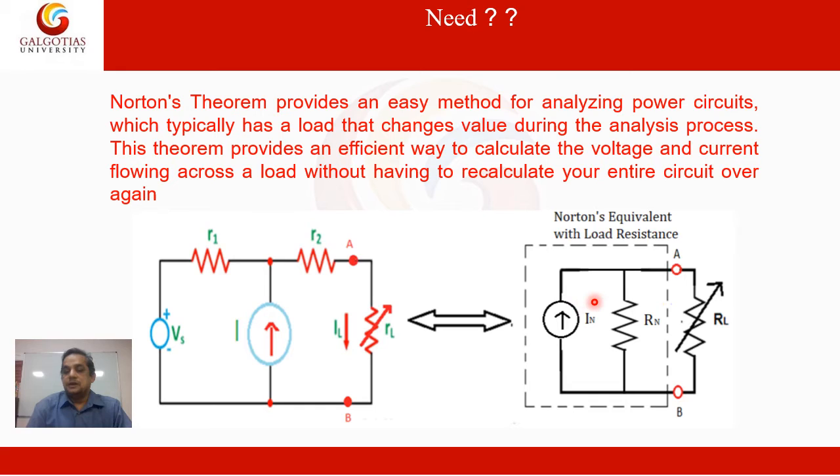We know the division rule of current in any two parallel branches. So we calculate the value for RL. We know that the formula is that if we want to calculate the flow of current in RL, then IL is equal to RN into IN upon RN plus RL.